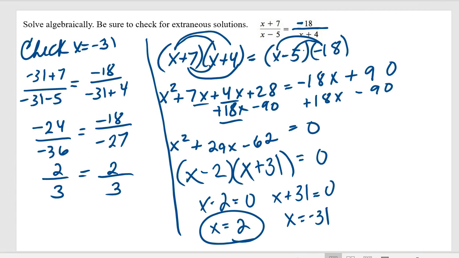Now let's check x is equal to negative 31. And when I evaluate the equation for x is equal to negative 31, I see that it's a true statement. 2/3 is equal to 2/3. So this means that x is equal to negative 31 is also a solution.